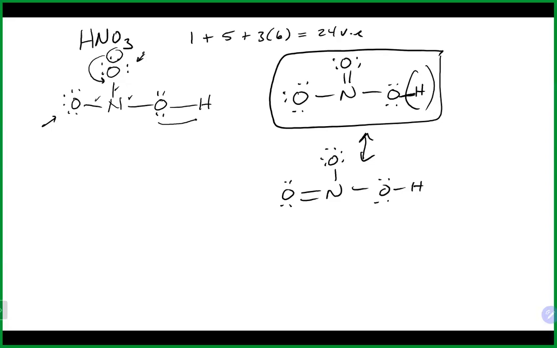Lone pairs are the non-bonding electrons, or the electrons not involved in a bond. So they were represented in these pictures as the dots. And the bonding electrons are represented as the lines, obviously, because they're between two atoms. Yeah. Other questions? All right.